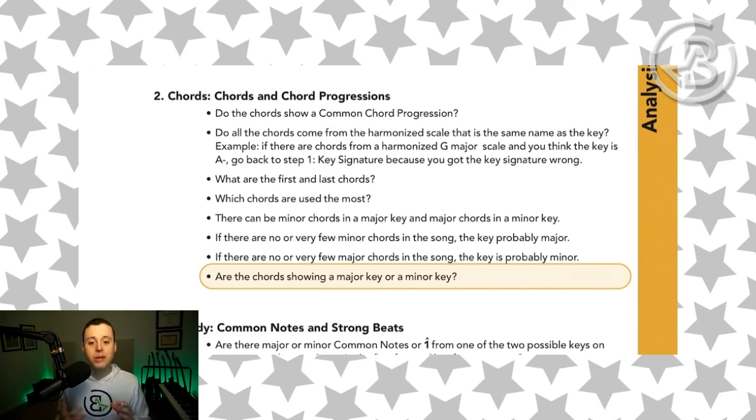Now, there can be minor chords in a major key, and there can be major chords in a minor key. So if there are no minor chords in the song, the key is probably major. And if there are very, very few major chords in the song, the key is probably minor. But again, you need to go through and look on a case-by-case basis, one song at a time, to double-check yourself. So then ask yourself, are the chords showing a major or a minor key?